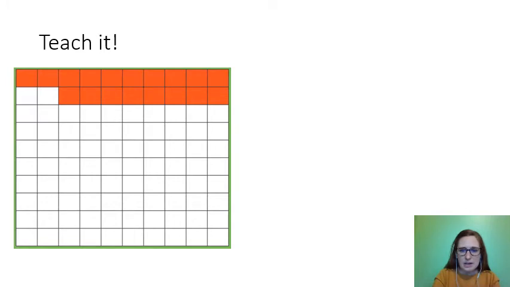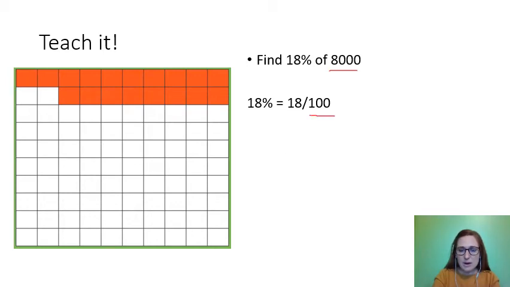Our next example, slightly bigger percentage here, we're going to find 18% of 8,000. Now 18% is 18 out of 100. They're always going to be out of 100 because percent means per 100, out of 100. We're going to apply the same rule. We've got our amount, 8,000, and we're going to divide it by 100. So 8,000 divided by 100, slide it twice.